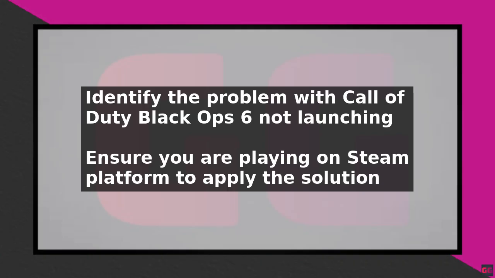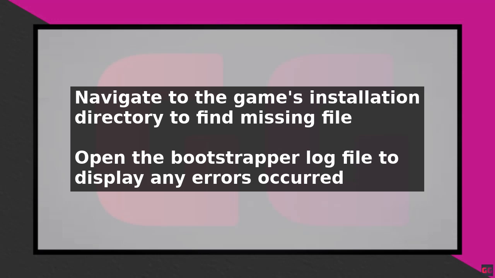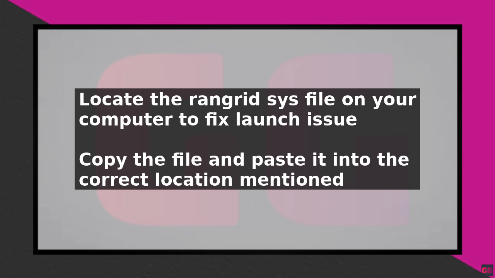On your computer, go to the C, Program Files, x86 folder, then open the Steam folder, followed by the Steam Apps and Common folders. If you have Call of Duty installed, you should see a folder related to the game. Open this folder and look for the bootstrapper.log file. Double-click this file to open it, and it will display any errors that occurred when trying to launch the game. Check the error message for a specific phrase, which indicates that the game is unable to find a particular file.